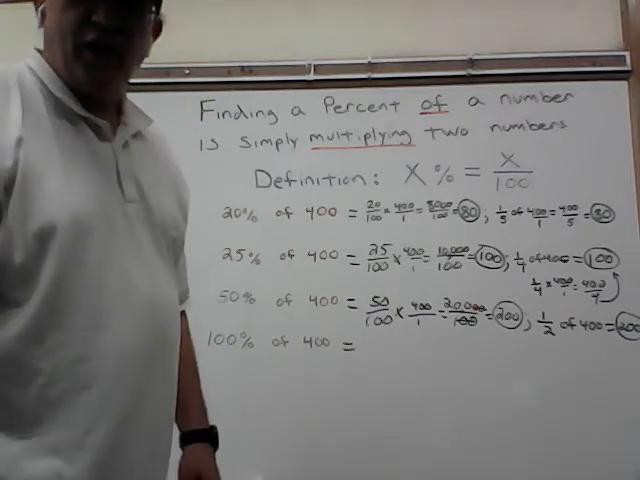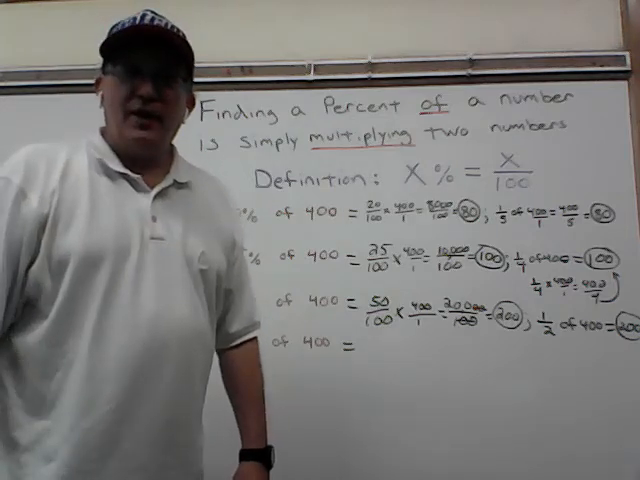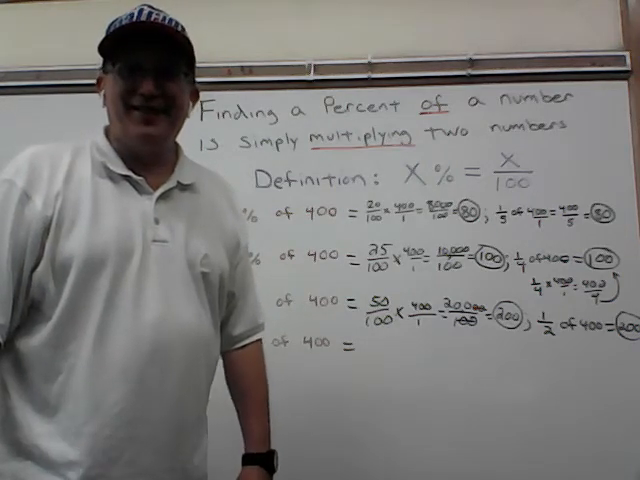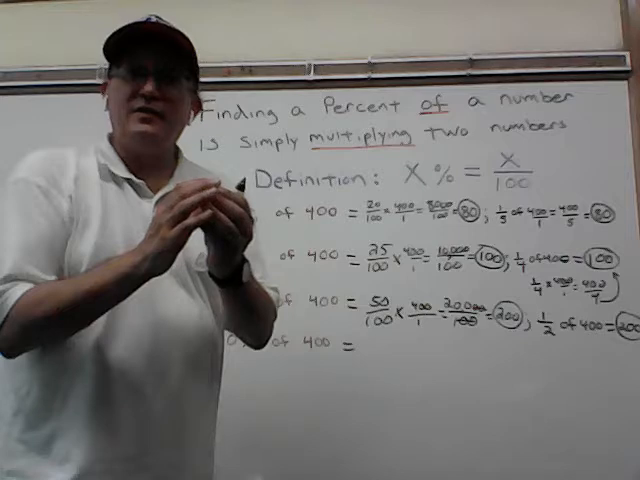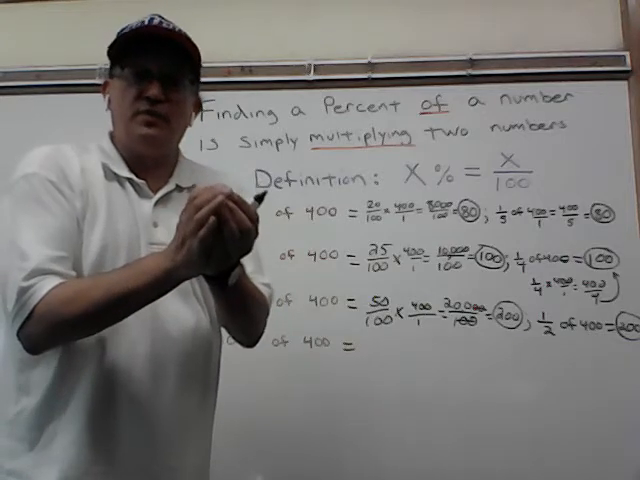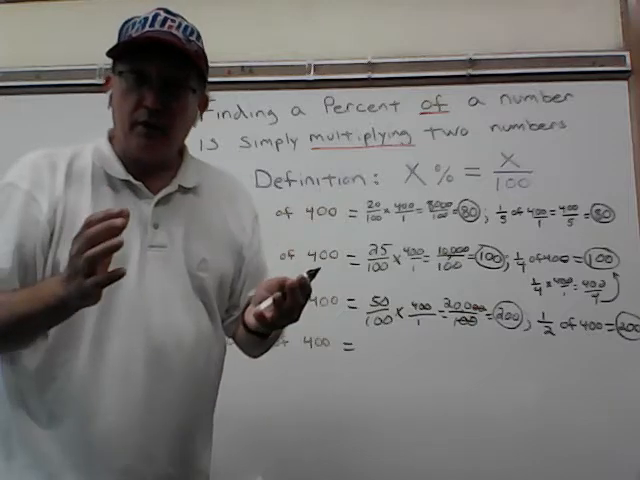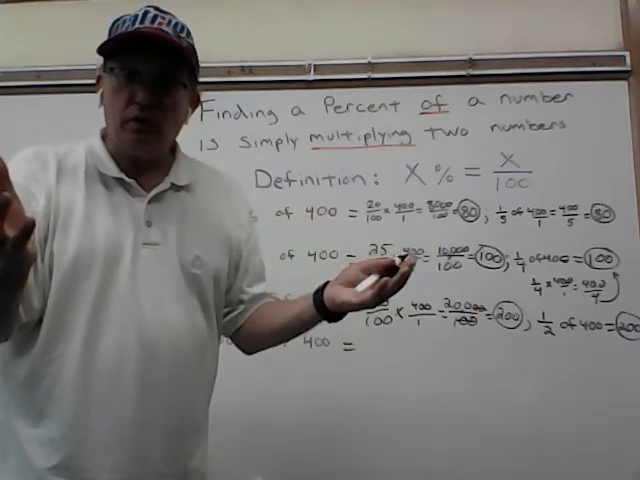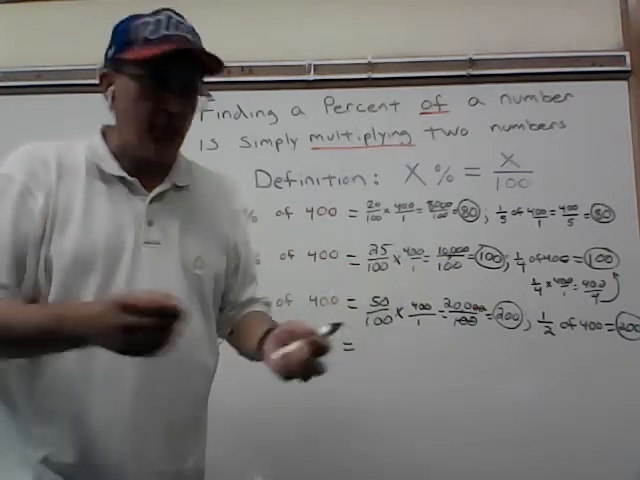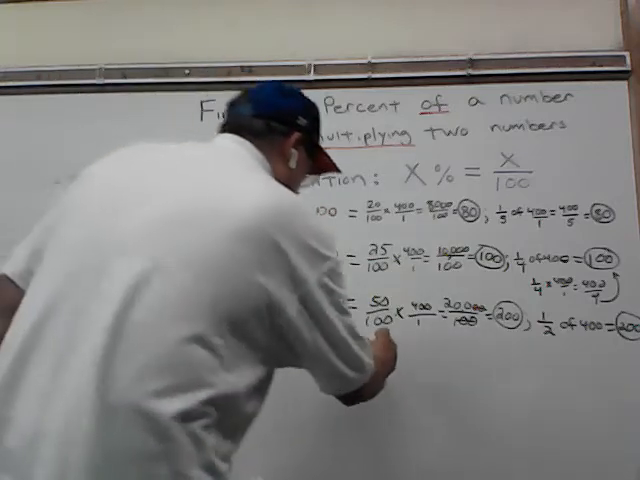And finally, 100% of 400. Well, just like you knew that 50% was 1/2, you may have a sense that 100% is the whole thing. So what's the whole 400? 400. The long way, I suppose, would be this.